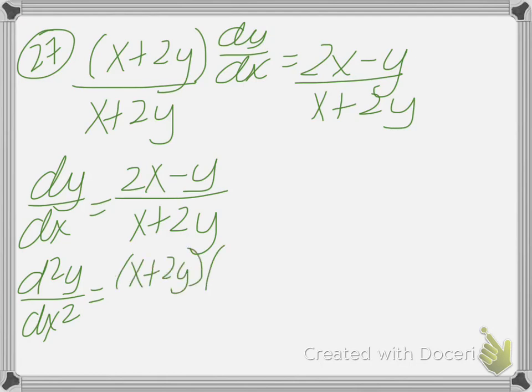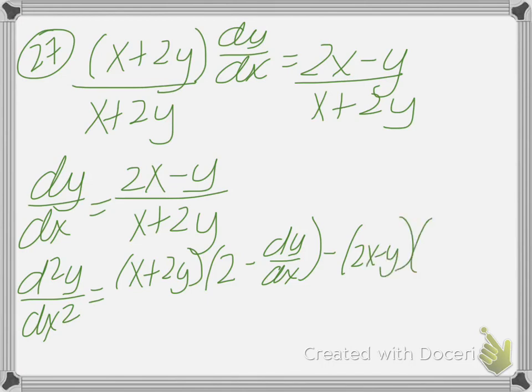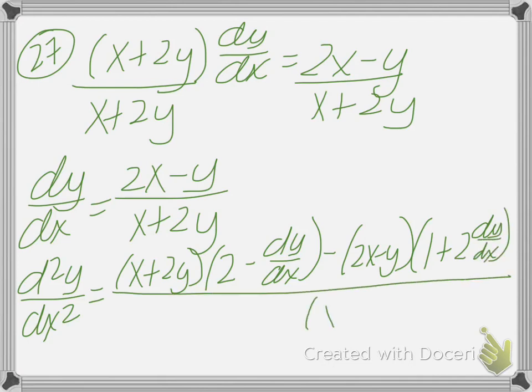times the derivative of the top. So for the derivative of the top, it's going to require implicit differentiation. So the derivative of 2x is 2, and the derivative of y is 1 dy dx. Okay, so we have the bottom times the derivative of the top minus the top times the derivative of the bottom, all over the bottom squared. Okay, so that is your second derivative, and you need to find it at the point (3, 0).